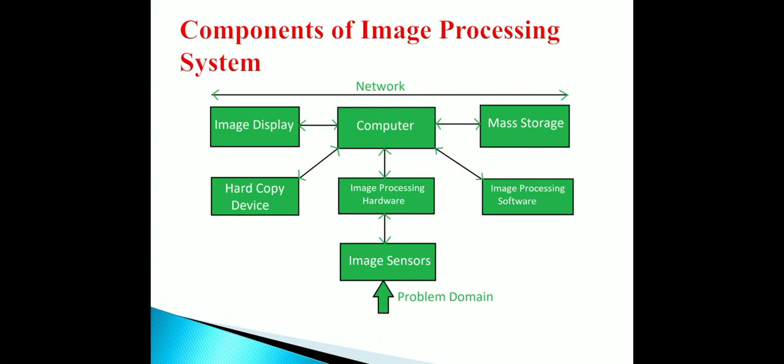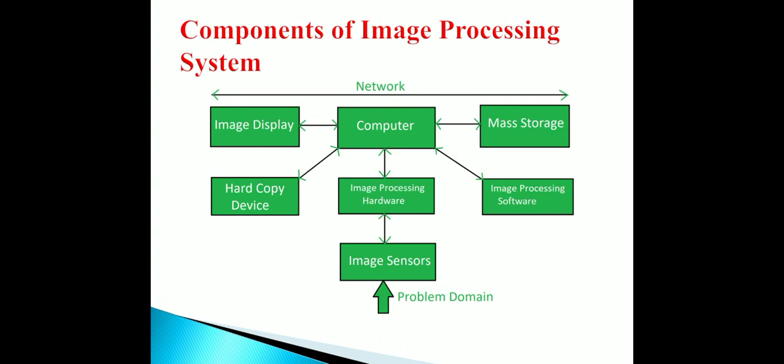Next, components of an image processing system. This is an important one in image processing. We should know about the image processing components. See this diagram: image display, computer, mass storage, hard copy device, image processing hardware, image sensors, image processing software.